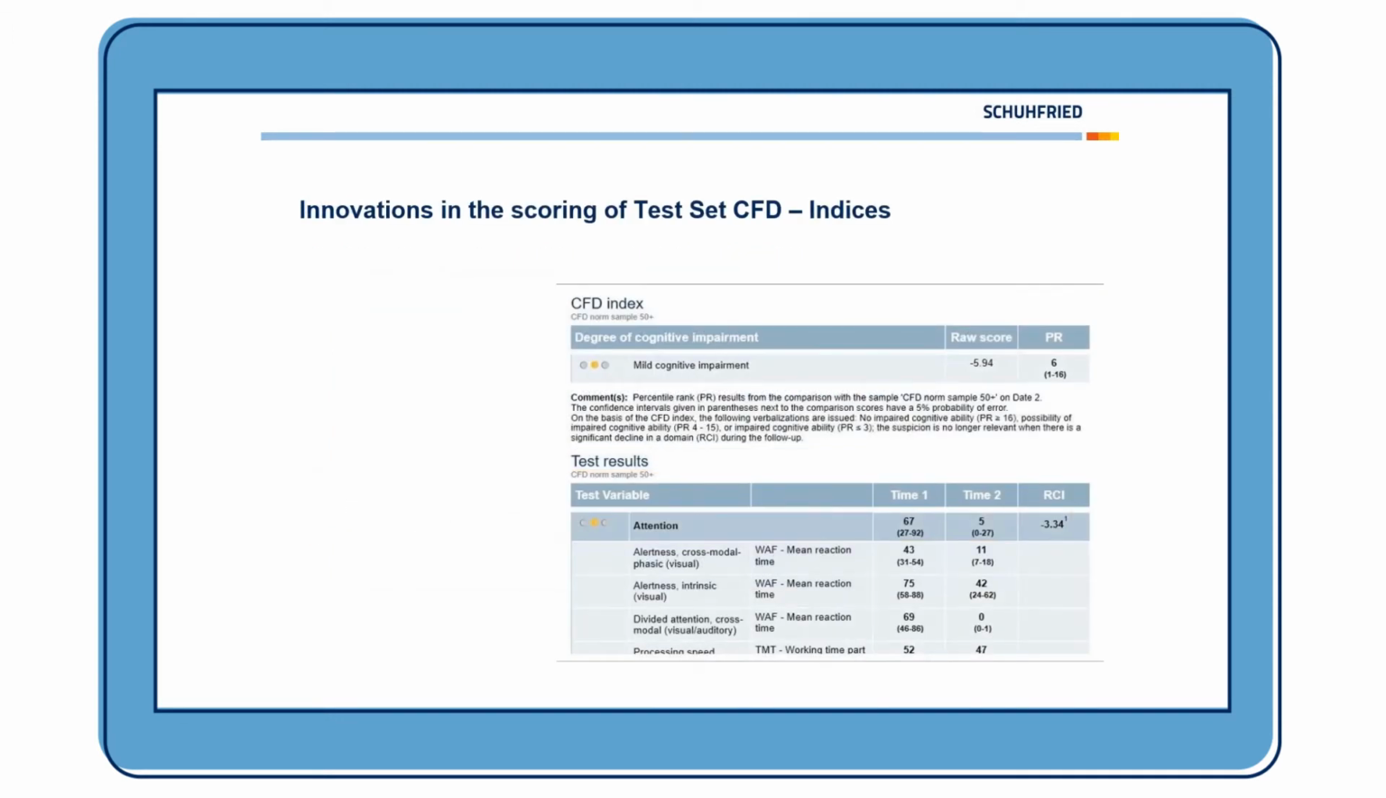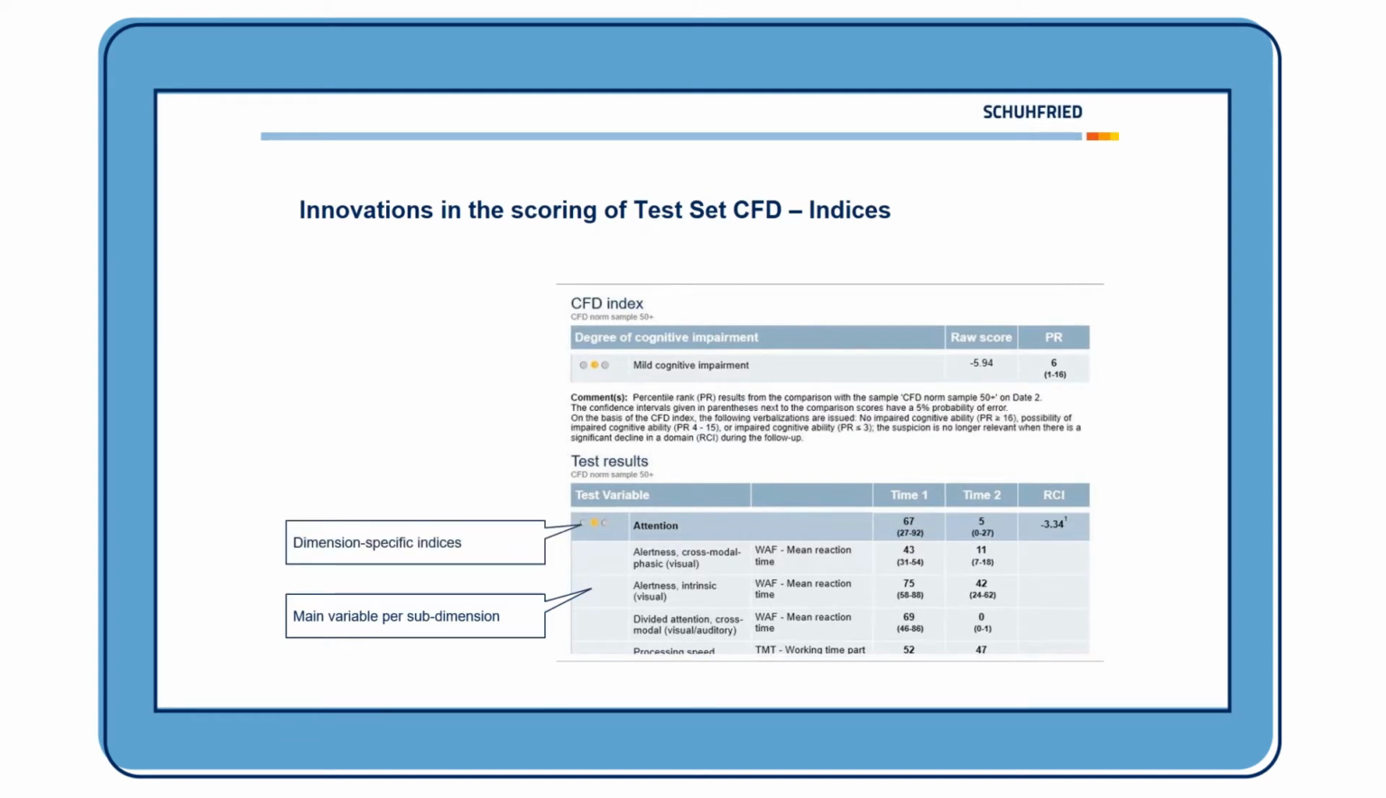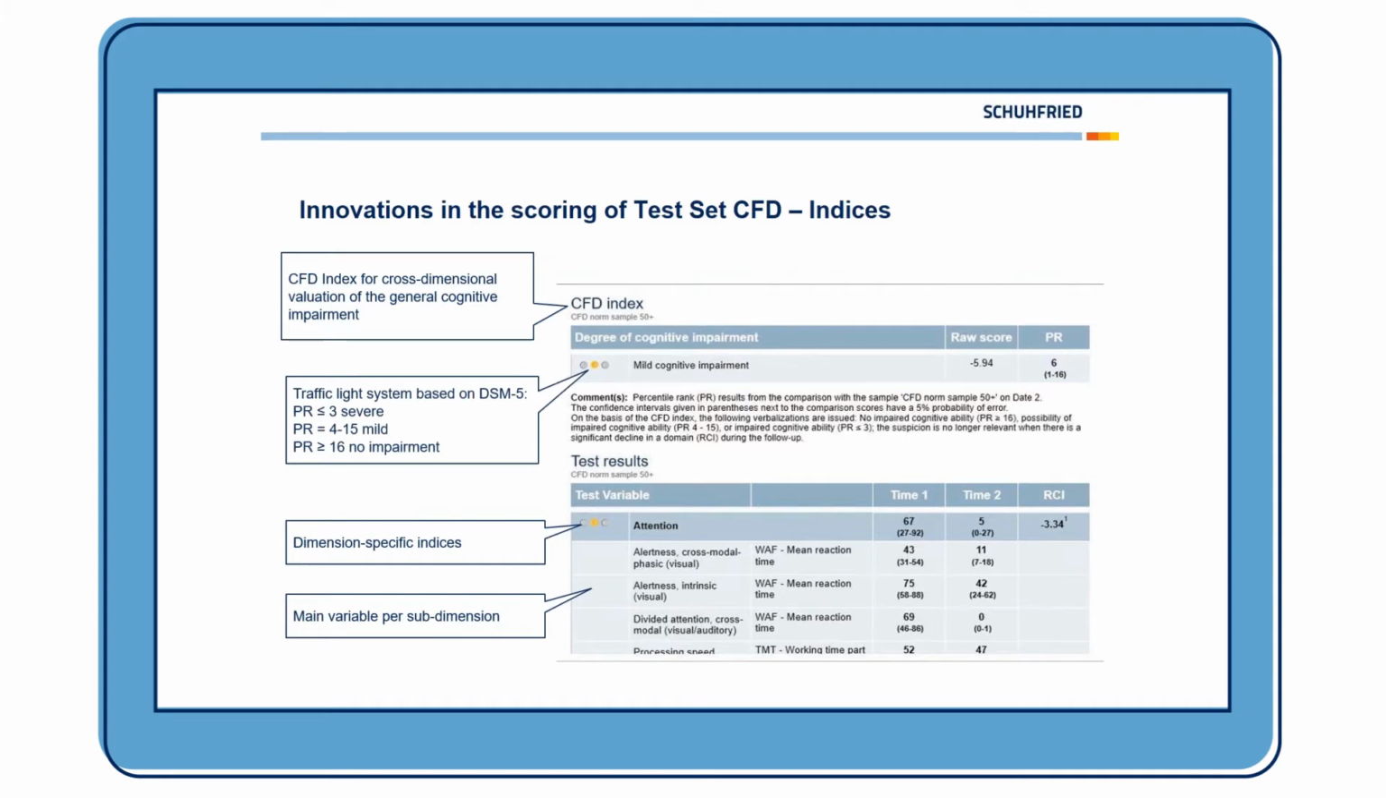Here you see the classic table from the test set CFD. Of course, you get our main variables per subdimension presented with percentile ranks or other norm values if you want to. We have dimension-specific indices and also a CFD index for cross-dimensional evaluation of the general cognitive impairment. These are based on structural equation modeling, which was performed to evaluate the construct validity. And we also have a traffic light system based on DSM-5.